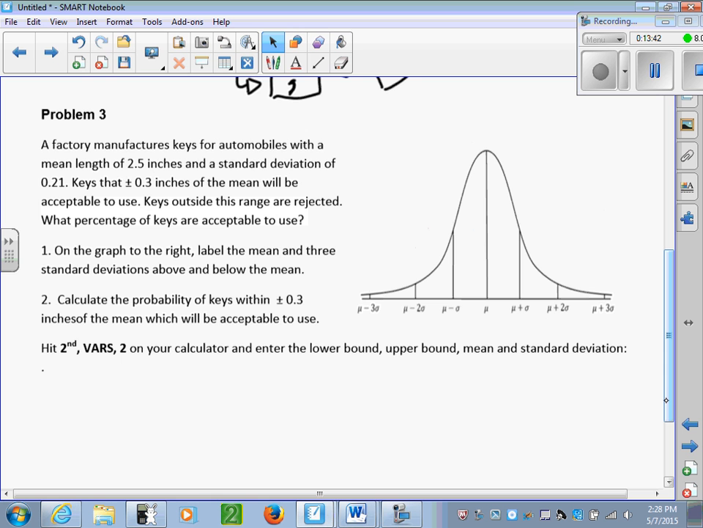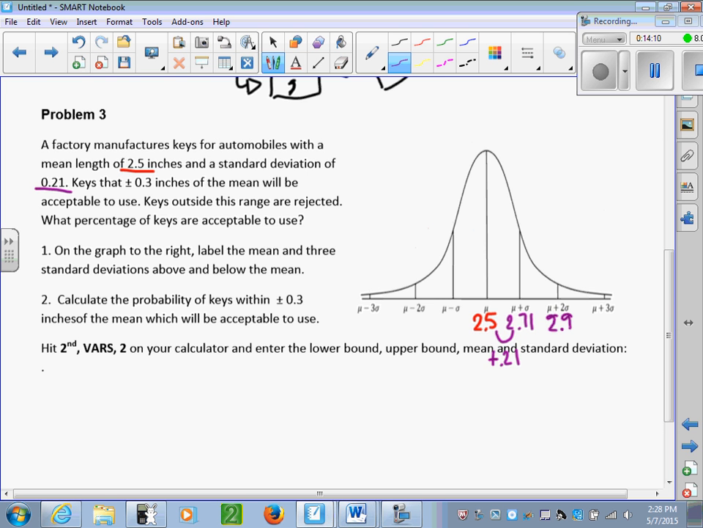All right, so let's fill in our bell curve before we get started. We have a mean length of 2.5. Since it's a normal distribution, my mean goes in the middle. And then my standard deviation is 0.21. So I'm going to fill in this little graph. 2.5 plus 0.21 gives me 2.71. Then we get 2.92. Then we get 3.13.